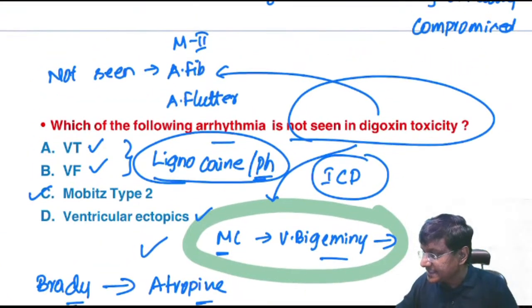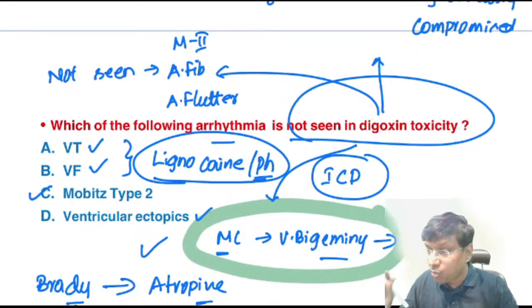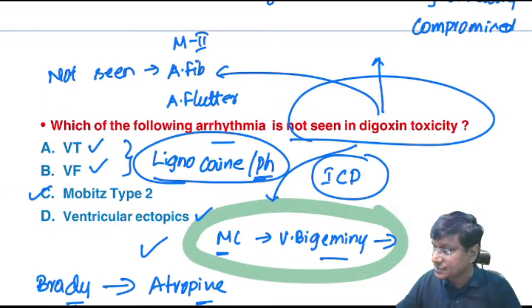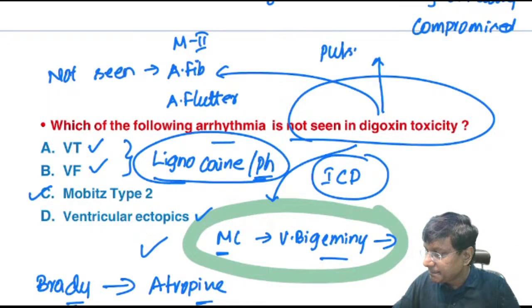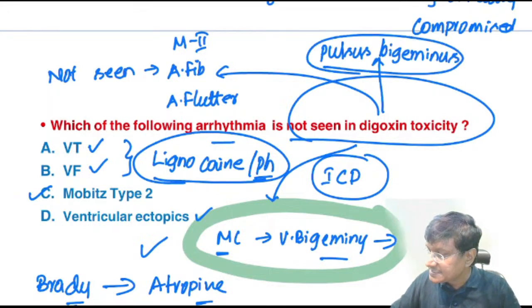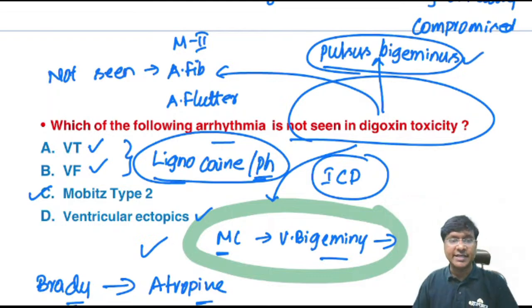So that is the reason why, even in digoxin toxicity, what will be the characteristic pulse? The characteristic pulse will be pulsus bigeminus, right? That is what you will see in case of digoxin overdose. Okay, so this completes the discussion of drug overdose as well as treatment.